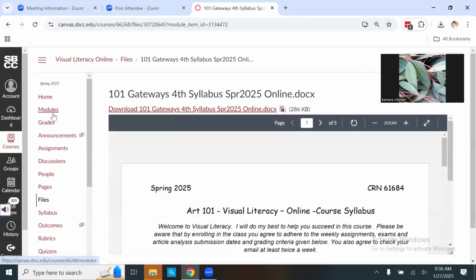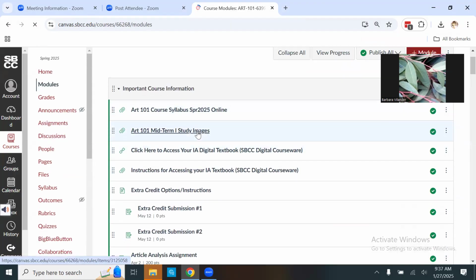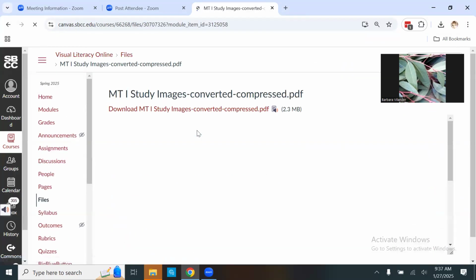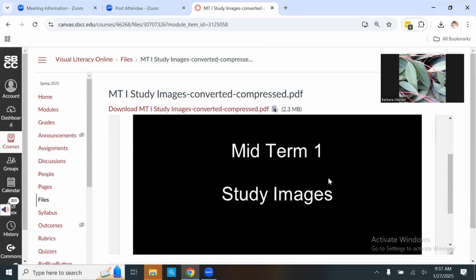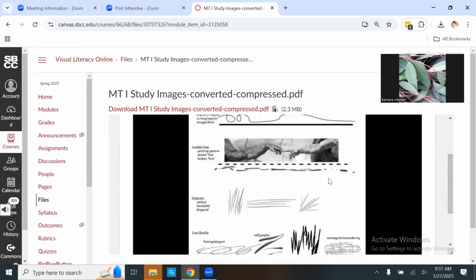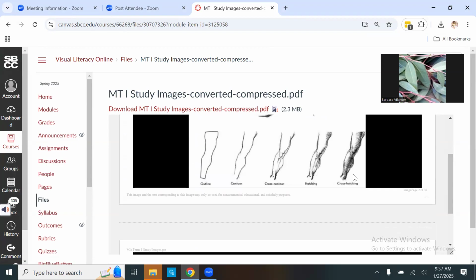And we're going to go back to modules, and we're going to come down to your midterm study images. So again, out of all the stuff that you see in class, these are the only images that you're responsible for. Okay. So midterm 1 study images. Now, sorry, the screen's a little shrunken, but this is just a diagram I like.